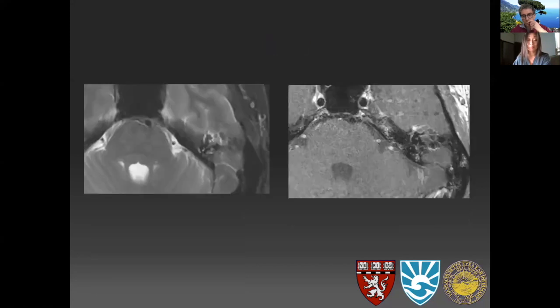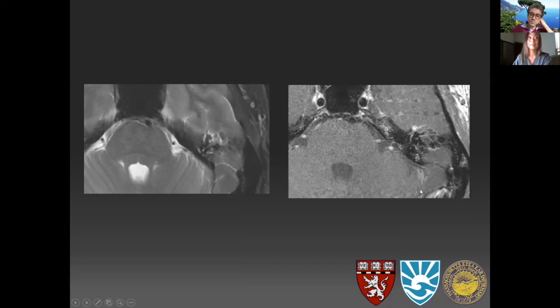So that would be a thought. So this patient did go on to get an MR, and you can see that on T2, it's kind of intermediate signal, but no enhancement on post-GAD. So it's not an aggressive tumor, for example.